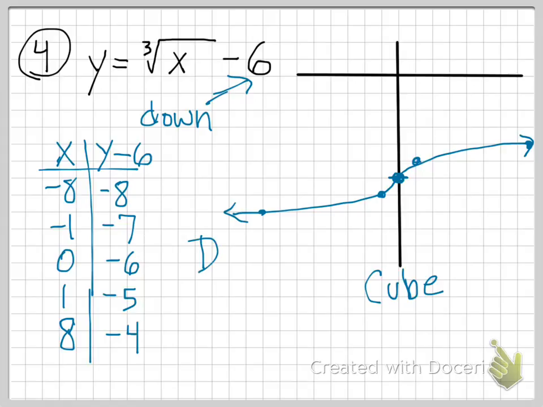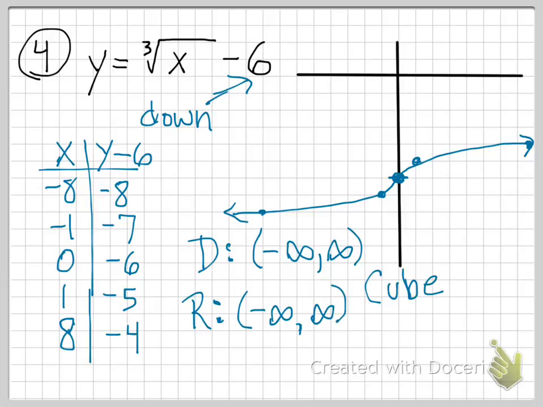Now let's do domain and range. Super easy for the cube root because it keeps going in both directions. There's no stops or breaks. So we go from negative infinity to positive infinity.